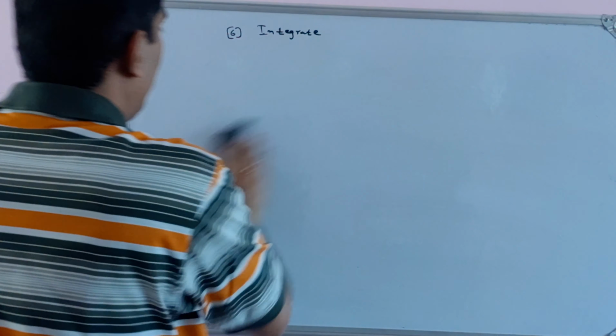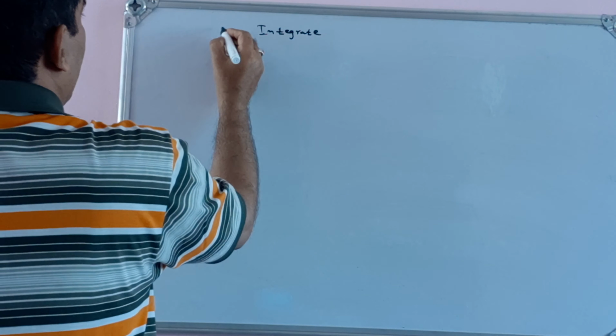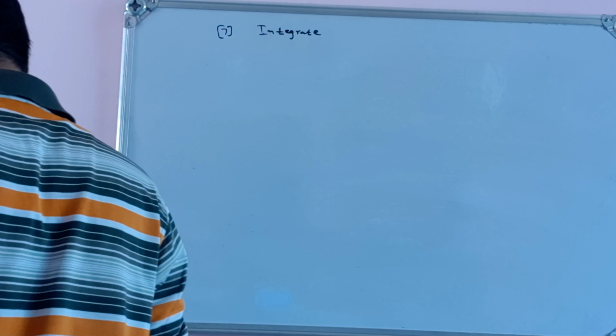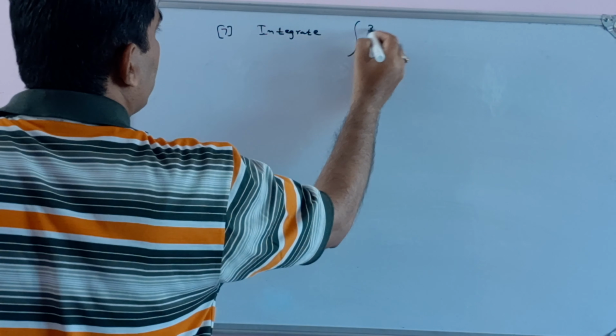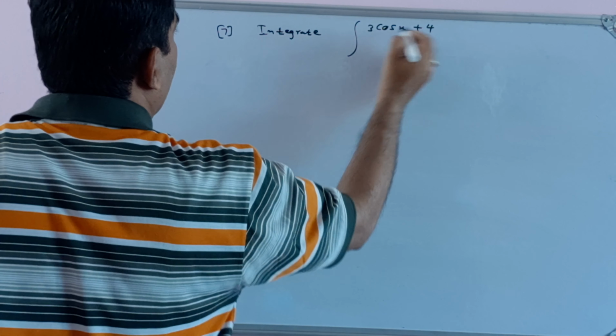Then let us go for the next one. Let me change the number. Okay, seventh one. Then let me write another: 3 cos x plus 4.